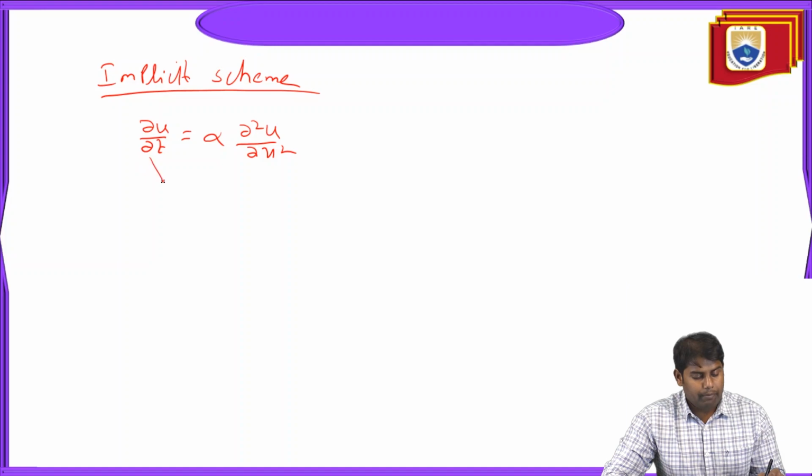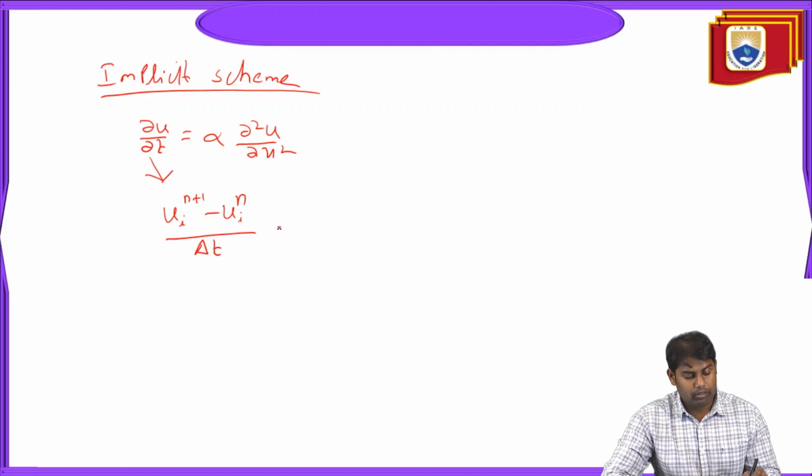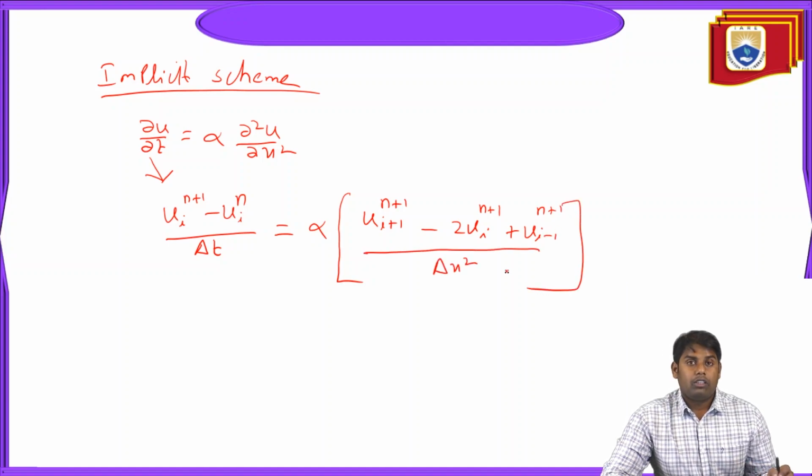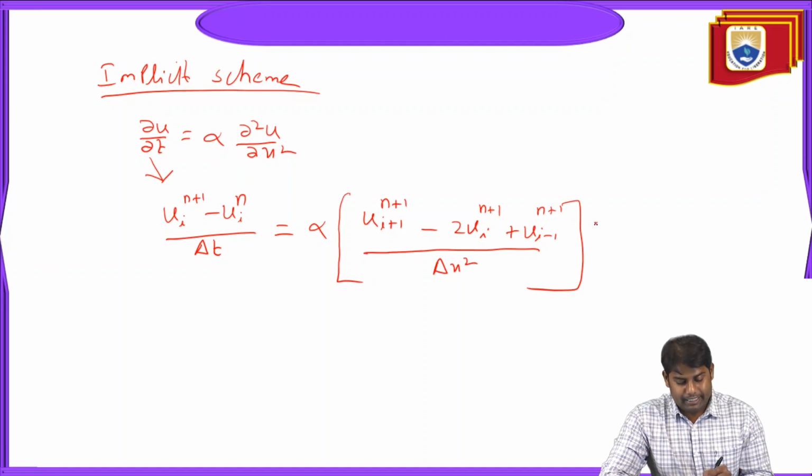Okay, so the time derivative term is the same, which is u of i to the power of n+1 minus u of i to the power of n, divided by delta t, and this is equal to alpha times ∂²u/∂x². So how do we write ∂²u/∂x²? For the implicit scheme, we write u of i+1 to the power of n+1, minus 2 u of i to the power of n+1, plus u of i-1 to the power of n+1, divided by delta x squared. So this is what we have, the equation for the implicit scheme.